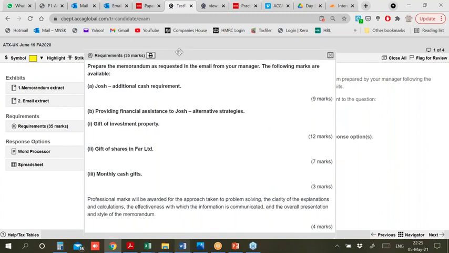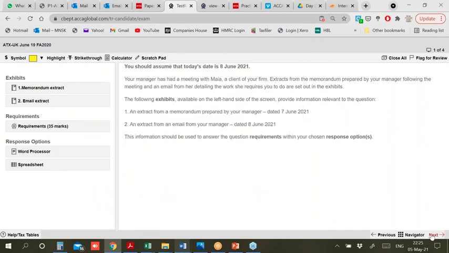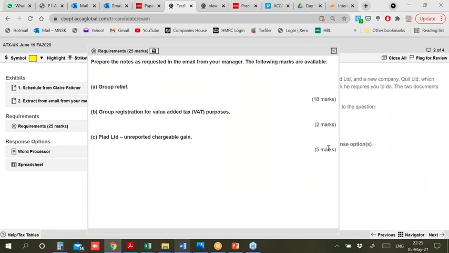Another way of telling is that there is no requirement of 5 marks. Ethics cannot come for more than 5 marks and cannot usually get tested for less than 5 marks. They are tested for 5 marks. So there is no 5 marks requirement in question number one. In question number two in section B, I can clearly see a 5-mark requirement. It means it must have been tested from the chargeable gain.